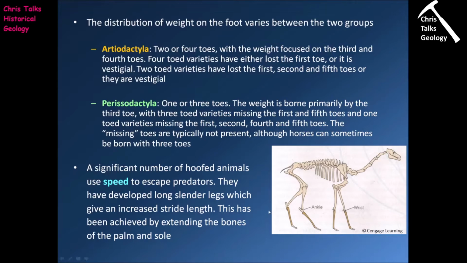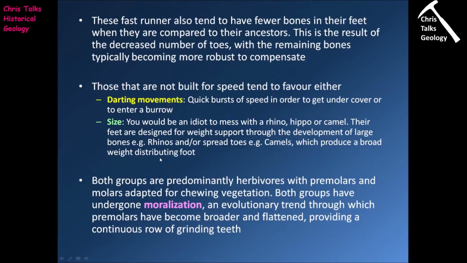So if we look over here on this diagram, you can see a generalized skeleton for a horse. And you'll notice that the palm bones, which are marked out here in the darker brown color, which we would normally call the metacarpals, and the bones of the foot, which we would normally refer to as the metatarsals, have been extended in order to allow the leg to be longer. And of course, this longer leg is going to allow for the increased stride length and the aforementioned increase in speed.